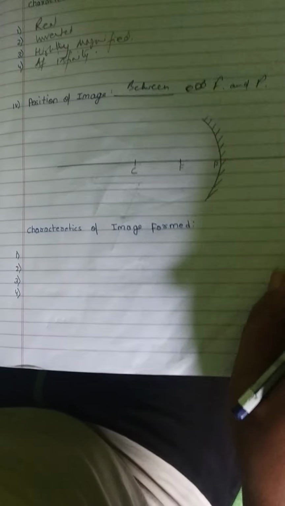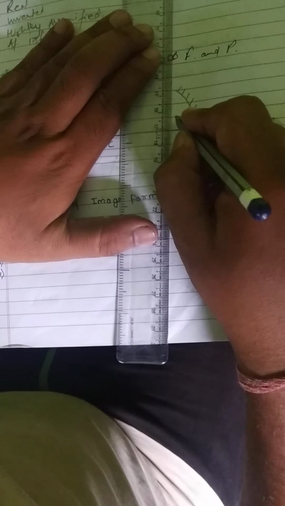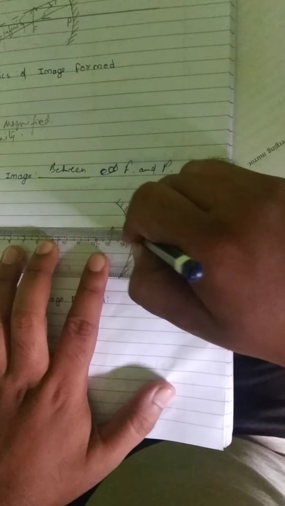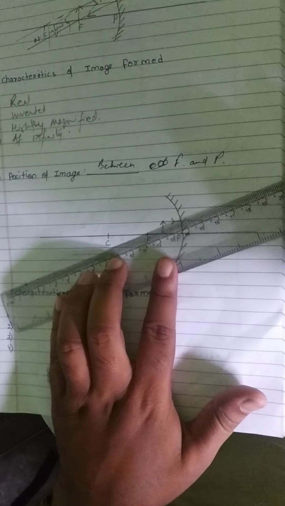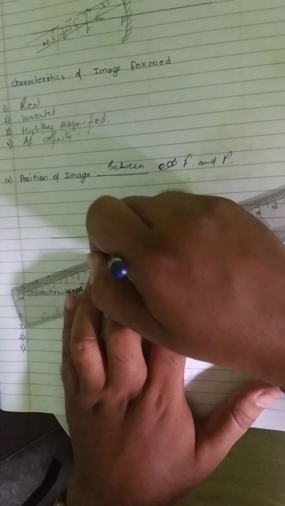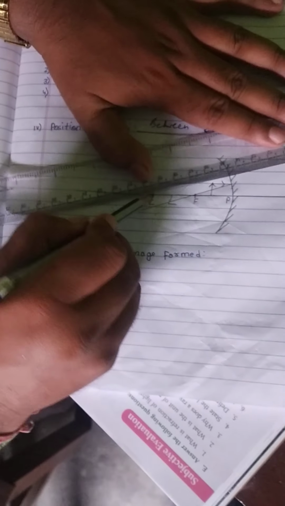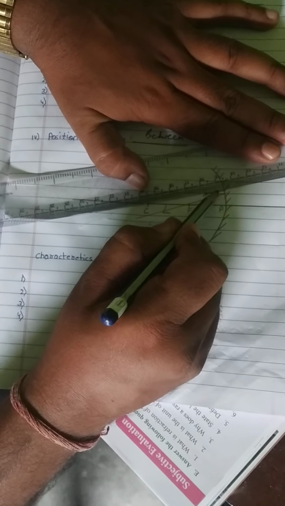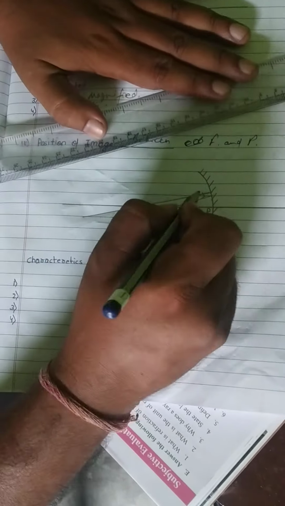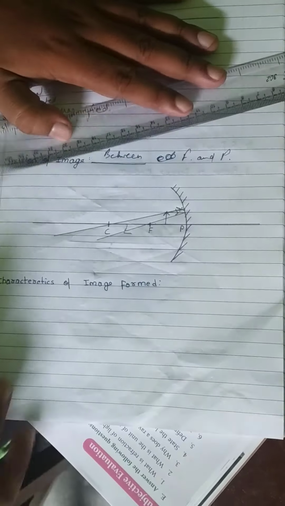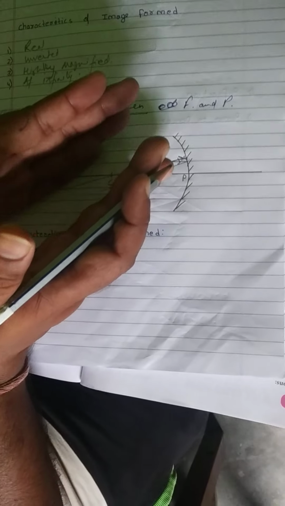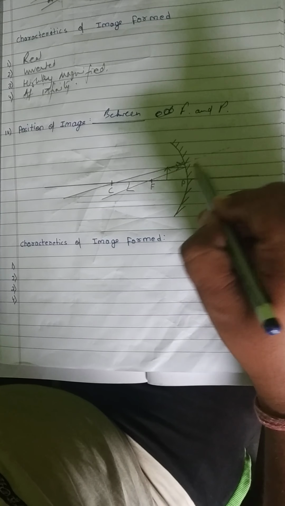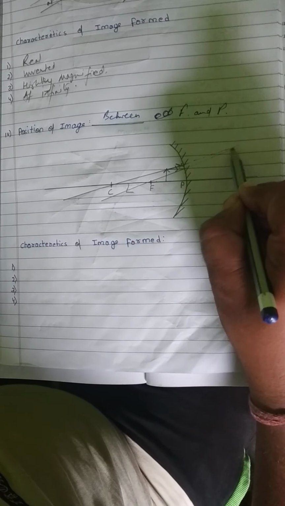Now if the object is kept between F and P, here, what happens? The first ray of light, again parallel, after reflection will pass through the focus, so it is almost the same thing. The second one, again I'll try to keep it in a straight line with the center of curvature here. It goes here and returns in the same path, so undeviated. Now you will see that the distance between these two reflected lines is increasing. They will never meet on this side, so they will appear to meet on the other side of the mirror.